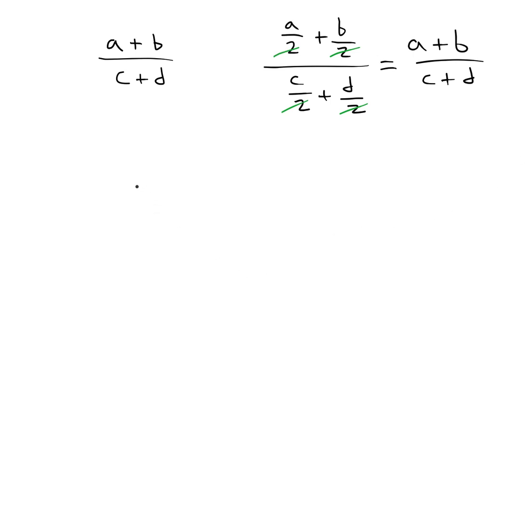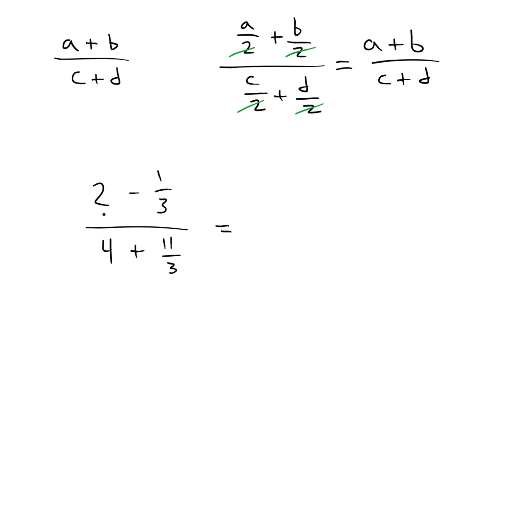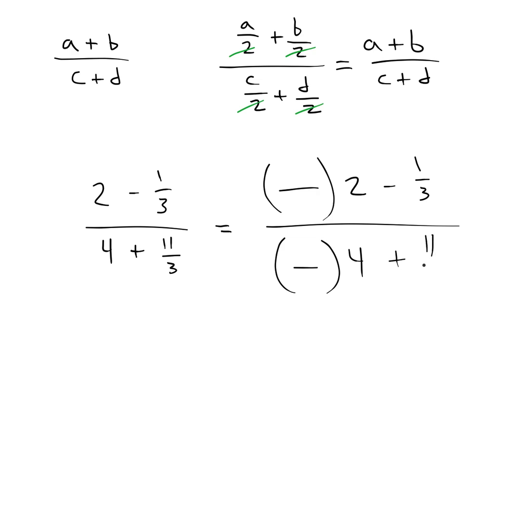Let's try it with some numbers first, like for example (2 minus 1/3) over (4 plus 11/3). Our goal will be to build the 2 and the 4 to higher terms so that they can have denominators of 3 as well. Okay, so to get the 2 to have a denominator of 3, we need to multiply it by a fraction of our choice. And we'll do the same thing with the 4. The right choice to make here would be 3 over 3 and 3 over 3.